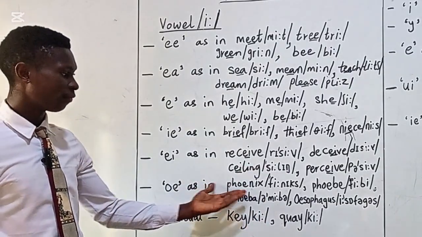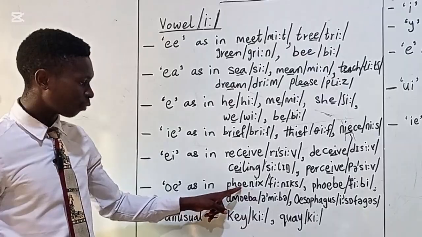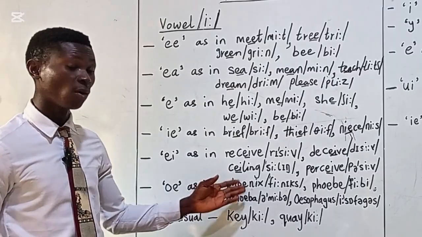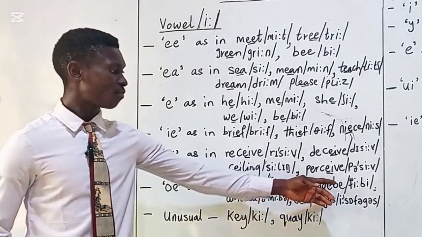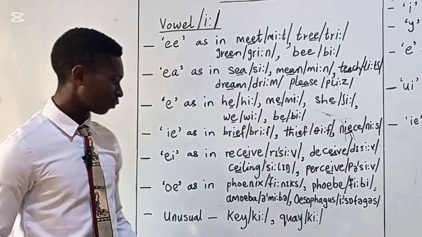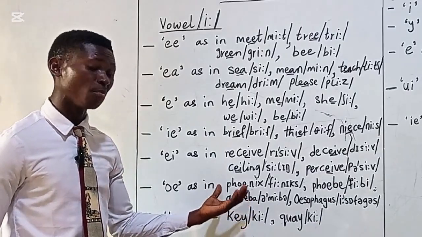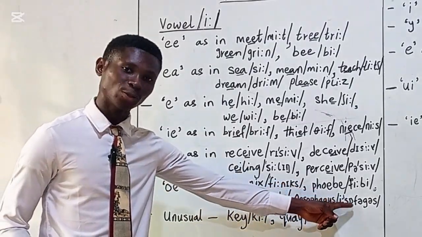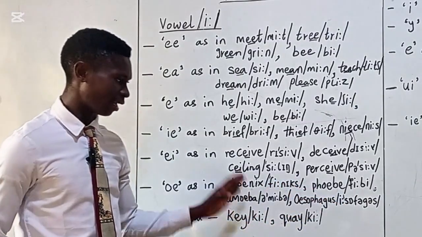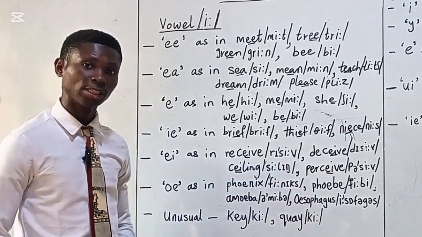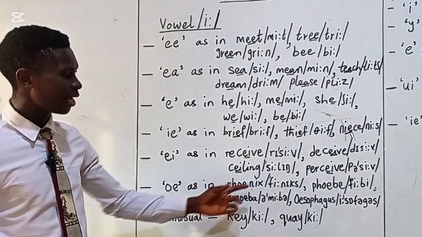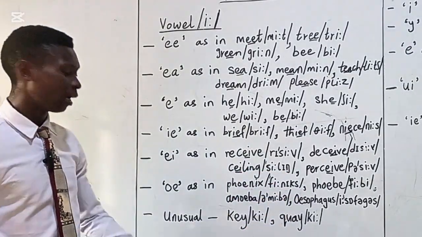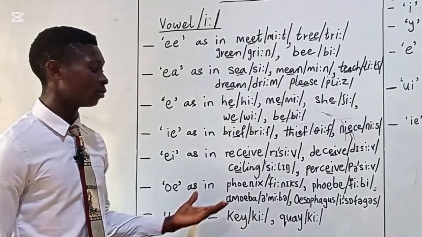Let's begin with phoenix. In place of OE, we have E, so it is phoenix and not phonics. Phoebe and not phobie. Amoeba and not amoeba. Esophagus and not esophagus. Take note of the correct pronunciation of these words. Phoenix, Phoebe, amoeba, esophagus.